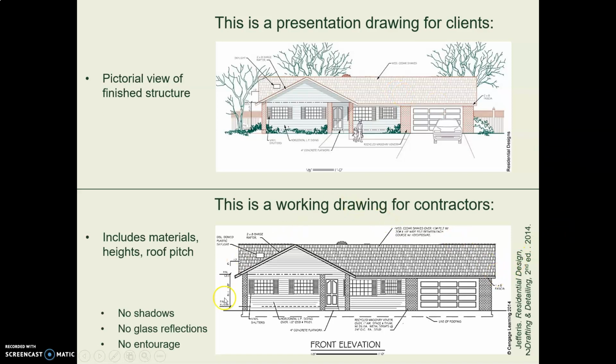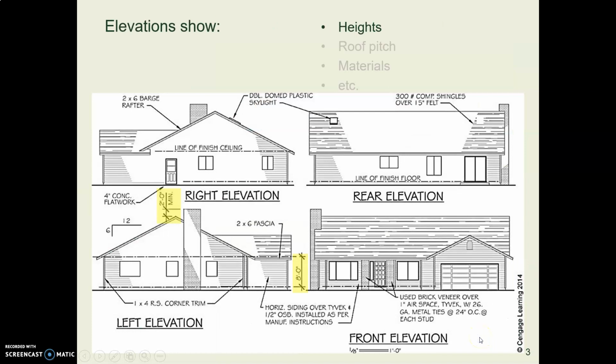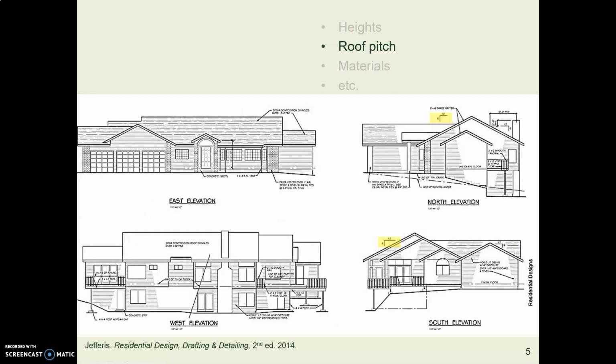We're doing a drawing like is shown on the bottom here. Here's the same house, but notice it's not in color. There's no entourage. There's no shadows. This is just a straight-on view of the building that tells the contractor what kind of siding and roofing and so forth they're going to put on there. An elevation view will give them some basic heights. It will give them the roof pitch, that is the slope.